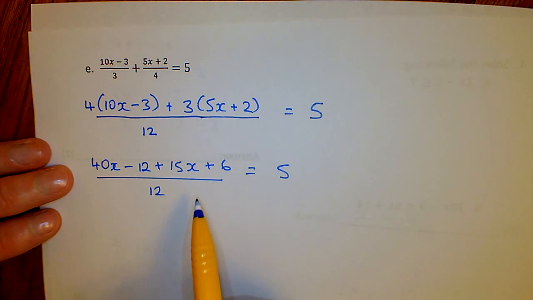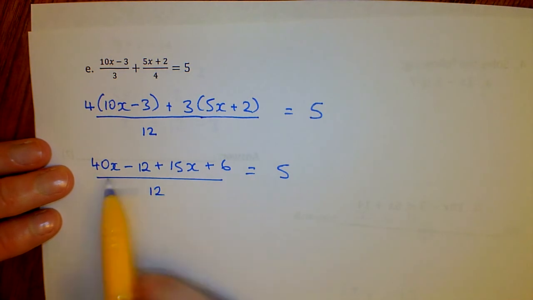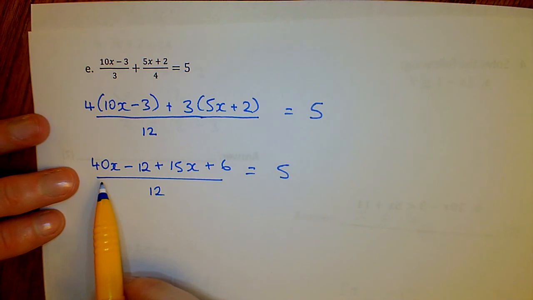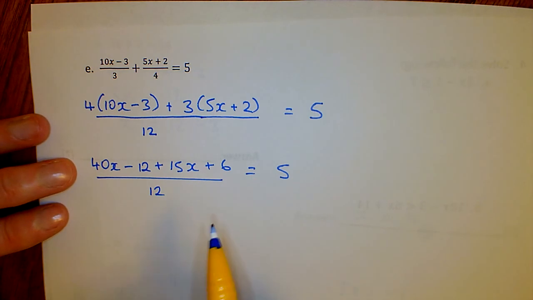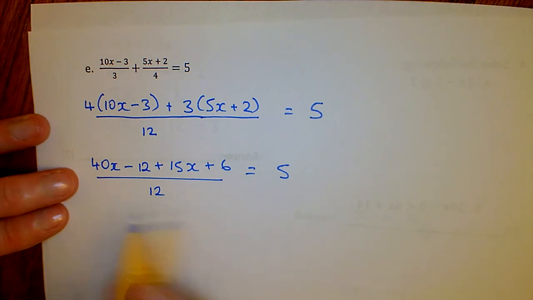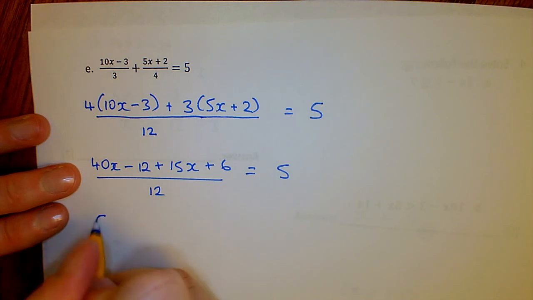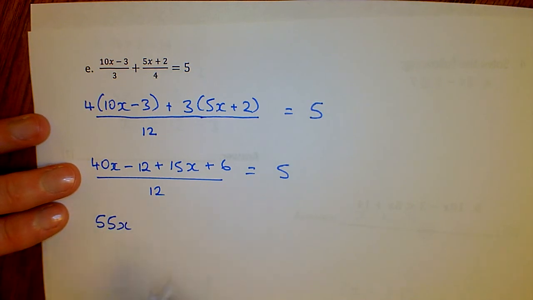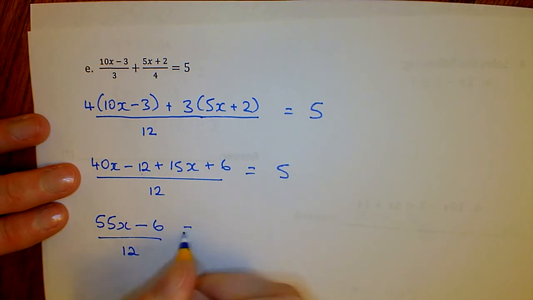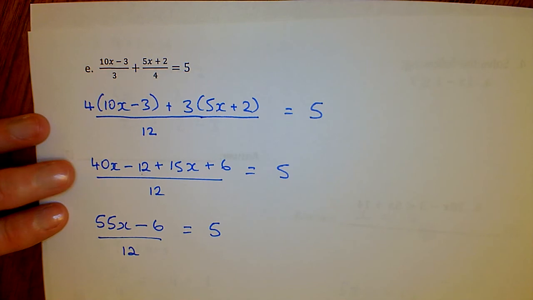And now we will simplify, collect like terms here. Now, when we're collecting the like terms, we're not moving anything across the equal sign, so we shouldn't be changing the signs of anything. So we'll do 40x plus 15x, so we'll get 55x. We're on minus 12 and we're adding 6, so that's minus 6. And that's over 12 equals 5.